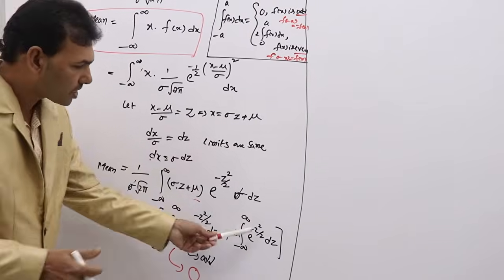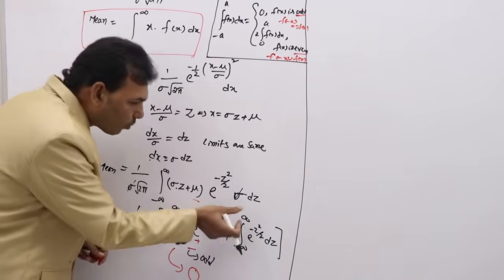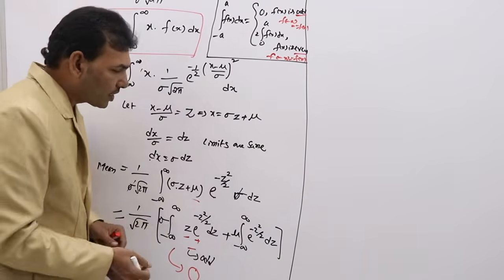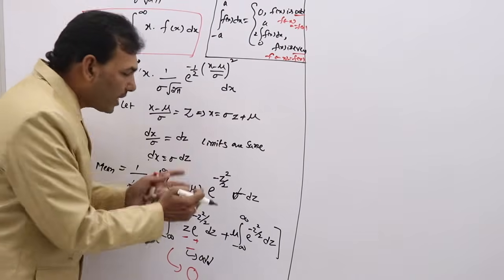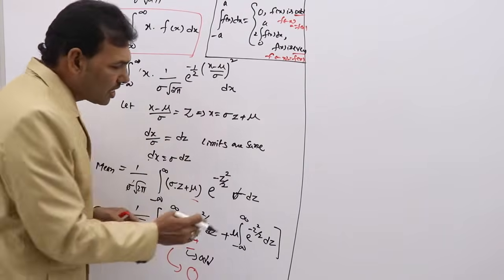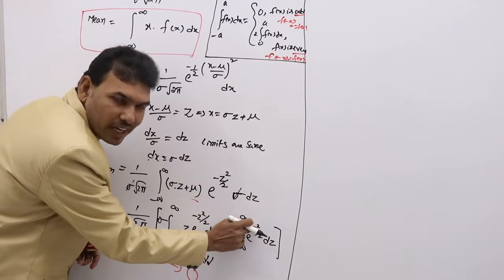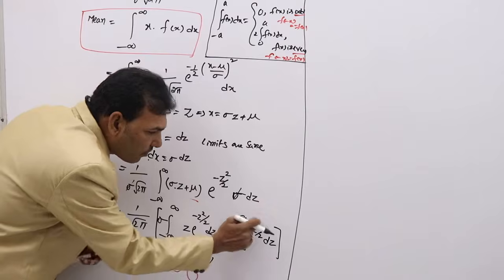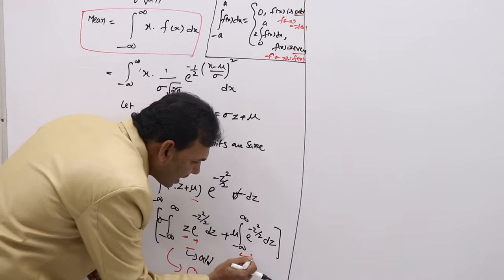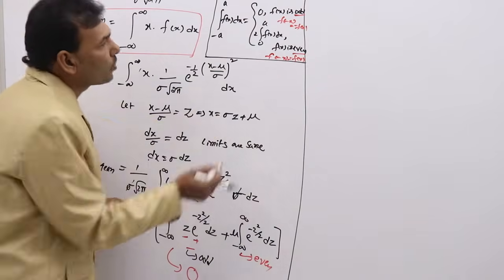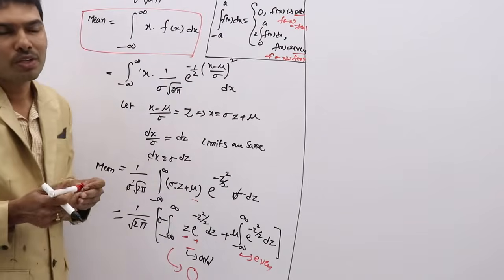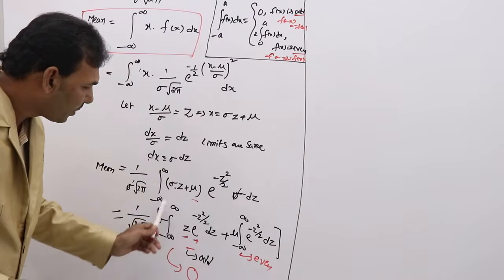Now coming to this. Here we are having only one function, in which we have z. If the z power is even, the function is even. If the z power is odd, it is odd. So see here, the z power is even, z square. So this is an even function. If it is even, we have to apply this formula. So the first integral is completely 0.